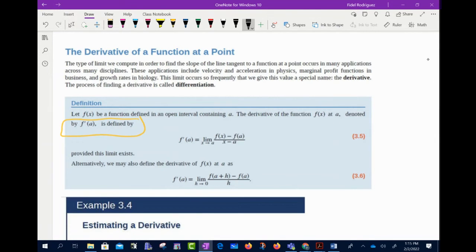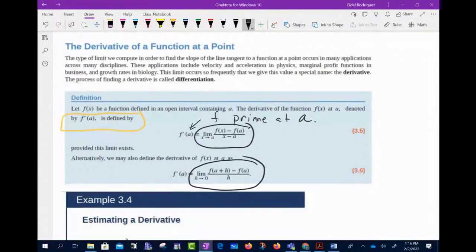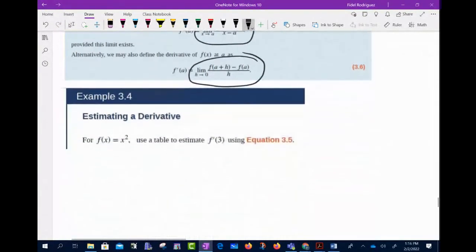I was just curious. So the way we read this part right here is f prime at a. That little apostrophe is prime. That's all you got to do, f prime at a. So remember, we had two options when we're going to find the derivative. We can use either the first one, or we can use the second. So this is how we would find that derivative.